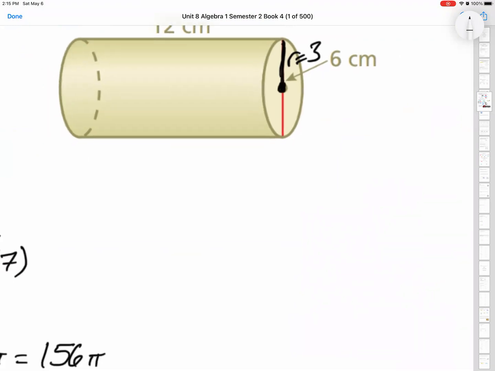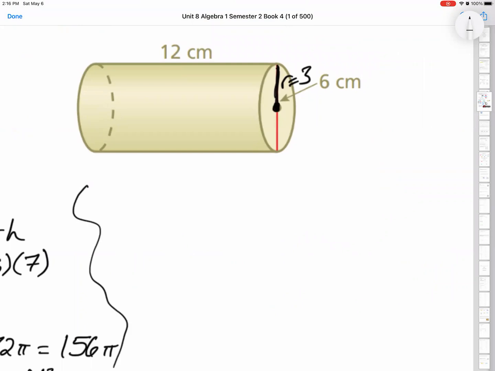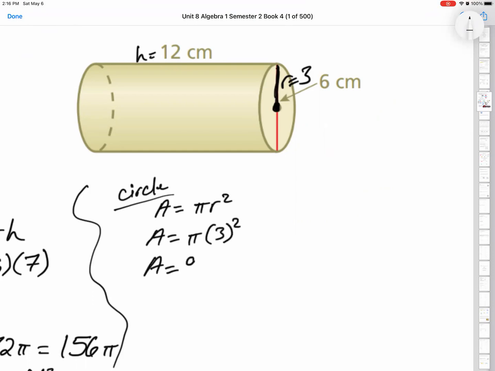All right, now that you've had the opportunity to try it, we have our circle. And again, for the area, that is pi r squared. So our area equals, again, this is our radius, this is our height. Our radius is 3 squared, so our area comes out to be 9 pi. But again, we have 2 circles. And so we're going to multiply that by 2. So as a result, we get 18 pi.